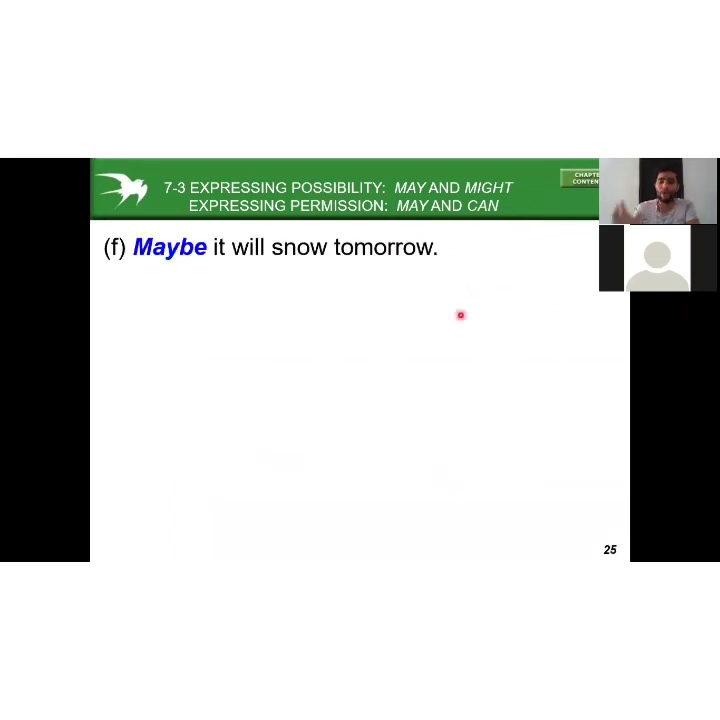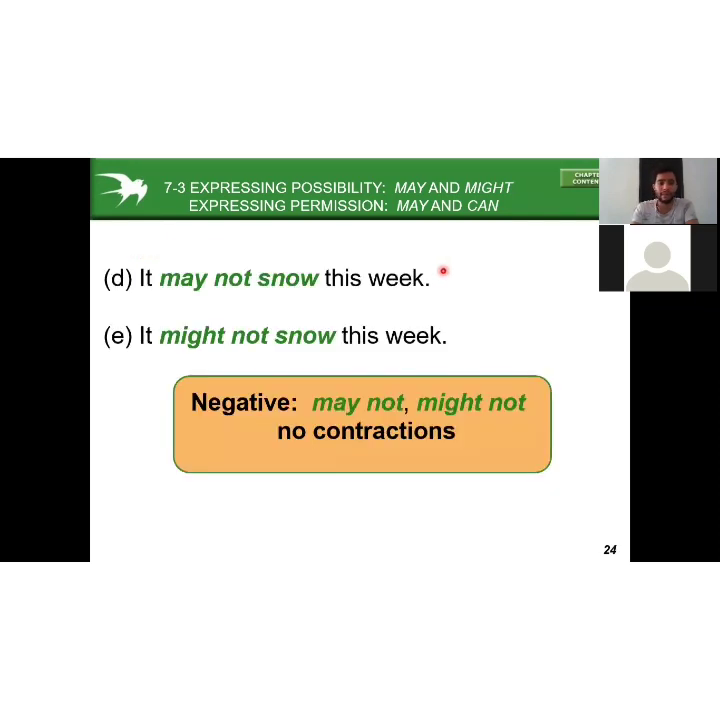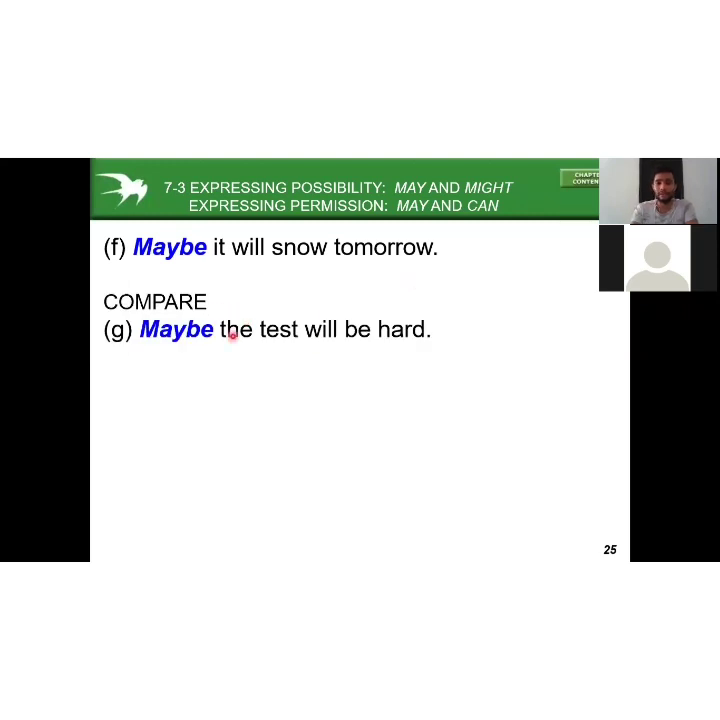Now, another way of speaking about possibility was the one I showed you last week in lecture number 3, that we can use maybe, the adverb, alongside will, right? Maybe it will snow tomorrow is the same as saying it may snow tomorrow, right? So it's just the same thing. Take a look and compare. Maybe the test will be hard. And what if I say then, the test may be hard?